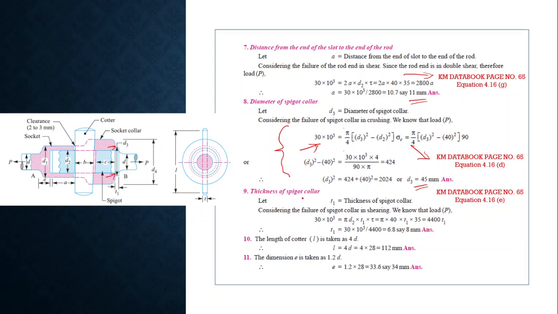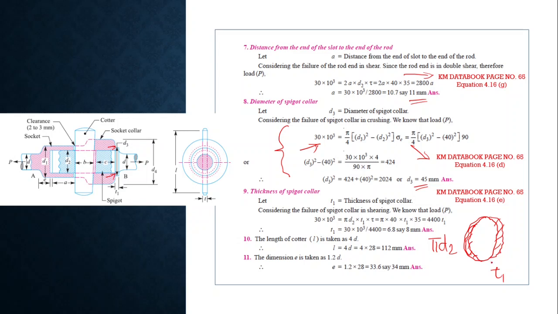Finally, the thickness of the spigot collar. Again that equation is also available in the KM data book page number 65, equation 4.16e. For the thickness of this spigot collar, by using the failure of the spigot collar in shearing, we can use the area pi d2 into T1. That area will be like this. This perimeter is equal to pi d2, and the thickness is equal to T1.